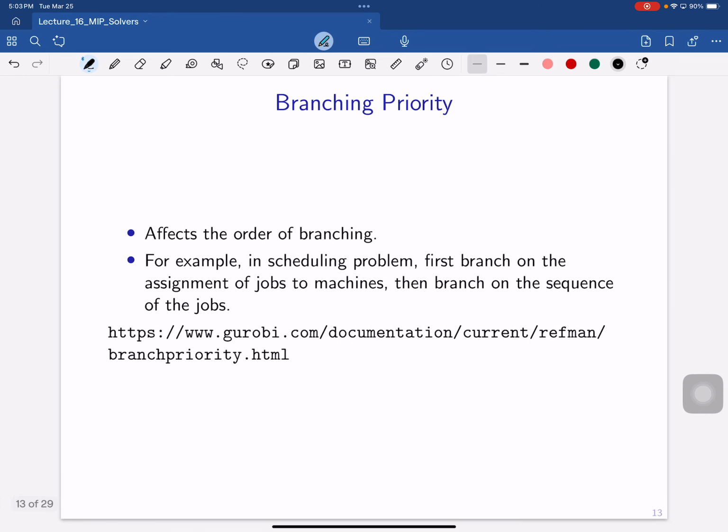Now that's all I want to talk about for the heuristics. Any questions so far?